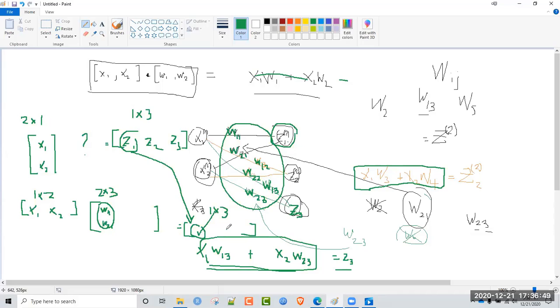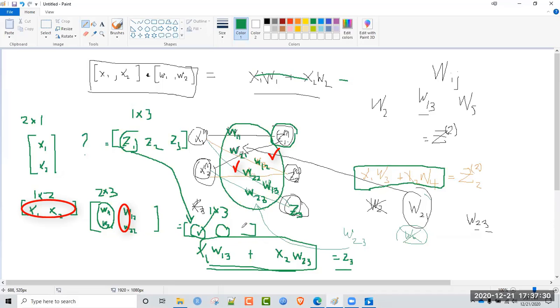Now, how about for this element? Well, this is supposed to be Z2. So what's the Z2 calculation? W12 and W22. Z2 is W12, sorry, you're right, W12 and W22. So what should be here? W12. And what should be here? W22. Okay, that sounds good.